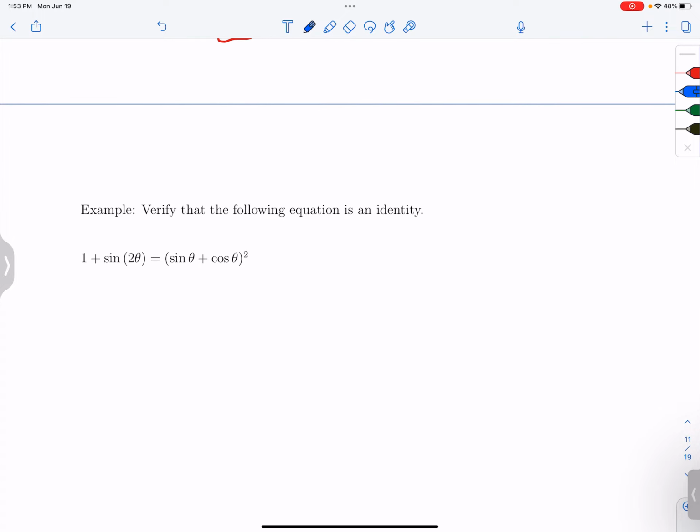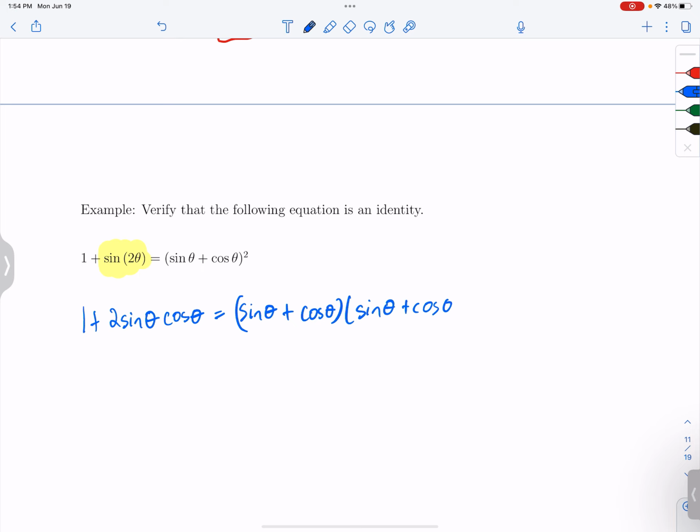First, let's verify this identity. So what we notice right here, 2 theta, that is 2 times some angle. So we have the double angle formula for sine right here. So we're going to replace this with that double angle for sine. So 1 plus 2 sine theta cosine theta is equal to, and then on the right hand side, I'm going to expand this out because this is getting squared. This is sine of theta plus cosine theta times sine theta plus cosine theta.